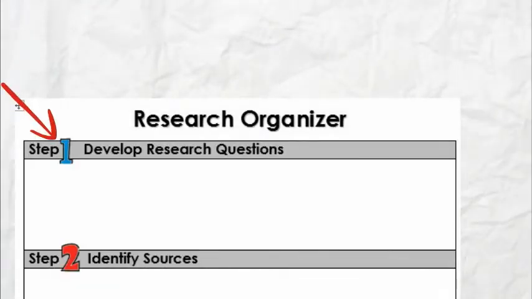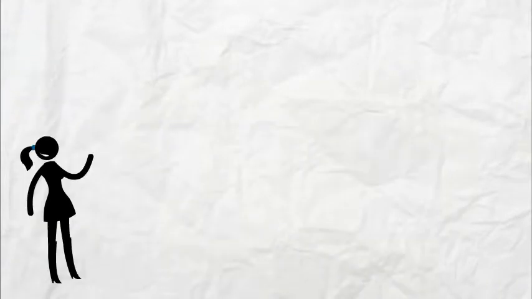Step 1. Develop research questions. Well, I know a little bit about the Titanic, like that it was a ship, sailed a long time ago, and hit an iceberg and sank, but I really don't know a whole lot more. I'm not sure what exactly I would write about. I need to learn a little bit more about the Titanic before I can come up with my research questions.